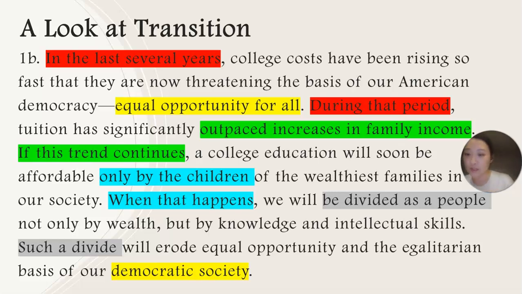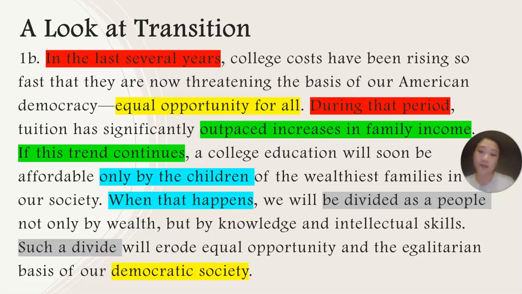Next one. If this trend continues. What trend? The trend in the previous sentence, that tuition has significantly outpaced increases in family income. And then we end with, well, only children of the wealthiest families will be able to afford it. And then next sentence, when that happens. When what happens? The situation from the previous sentence about the children.